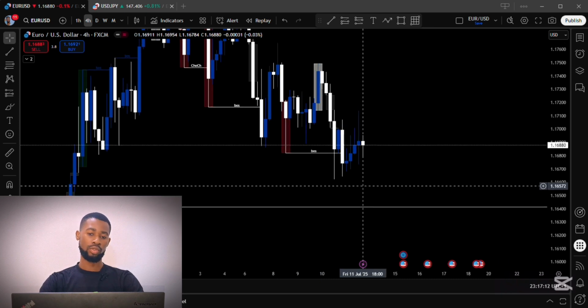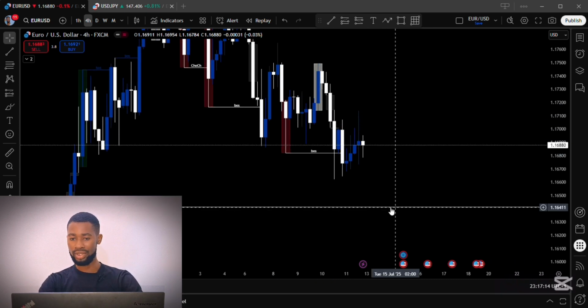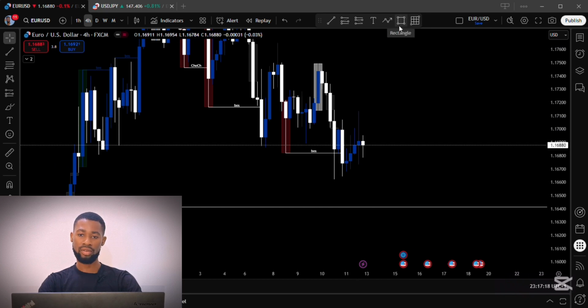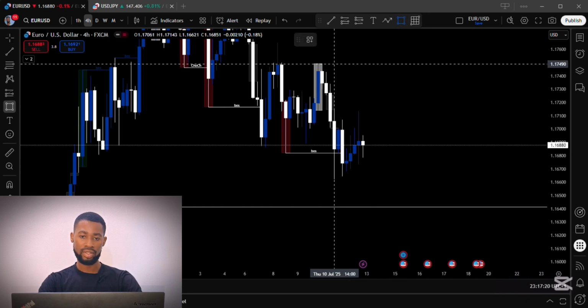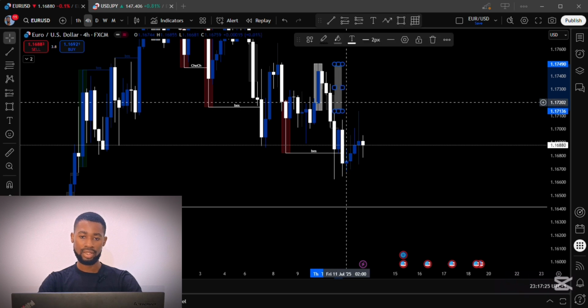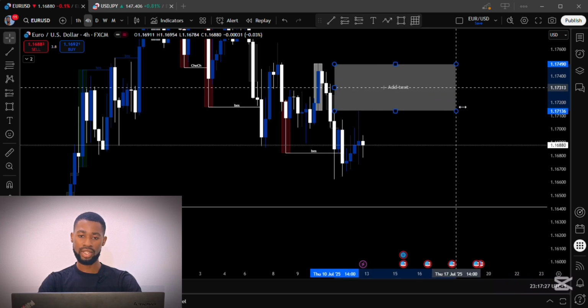So now we should be looking forward to selling to this point. Okay, so now where is the nearest order block? This is the nearest order block here. This is the nearest sell order block. We had this sell order block here that broke structure to the downward side.